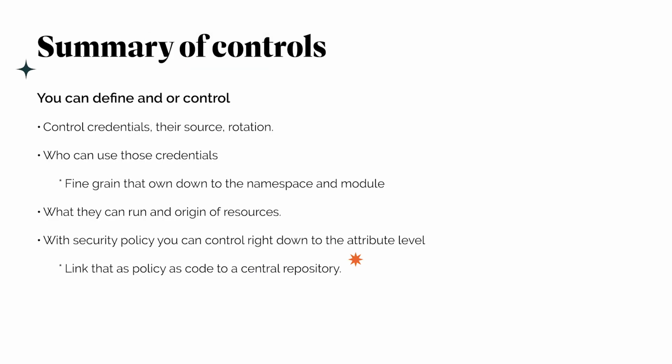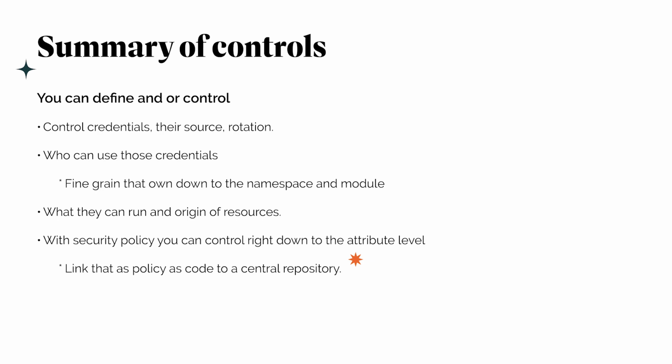Now, that's at least some of the controls. I haven't gone through all of them. There's a few extra ones which I haven't gone through. But in terms of just the summary of the one or two things that come straight out of the gate, you have the ability to control credentials, their source, their rotation, and where they're coming from. And of course, you can also scope those credentials down at a very granular level, down to individual namespaces or individual Terraform modules.